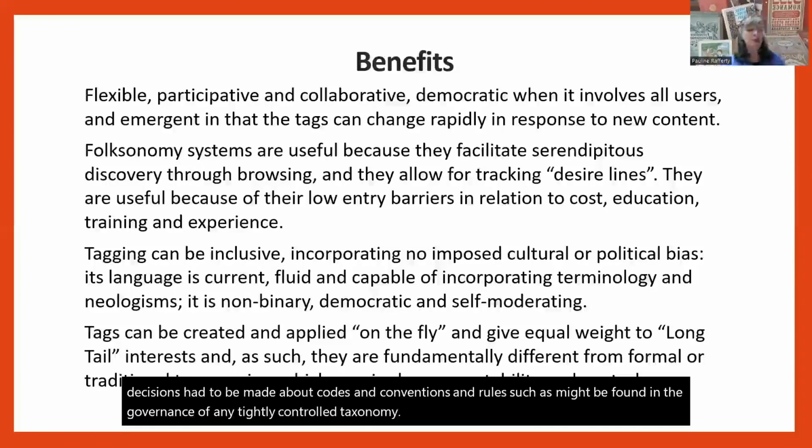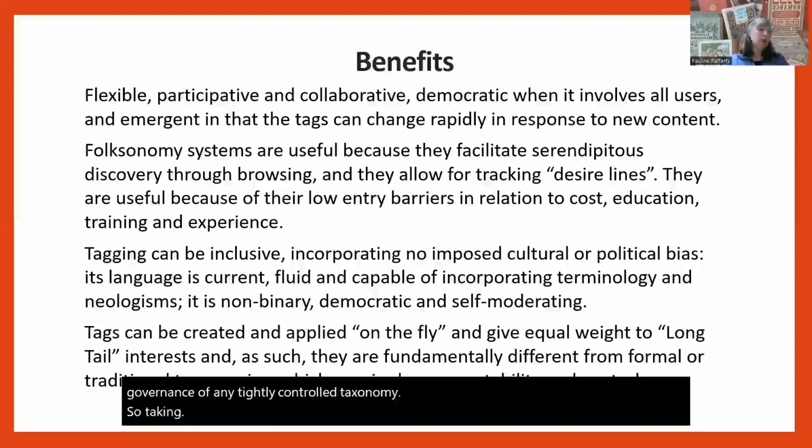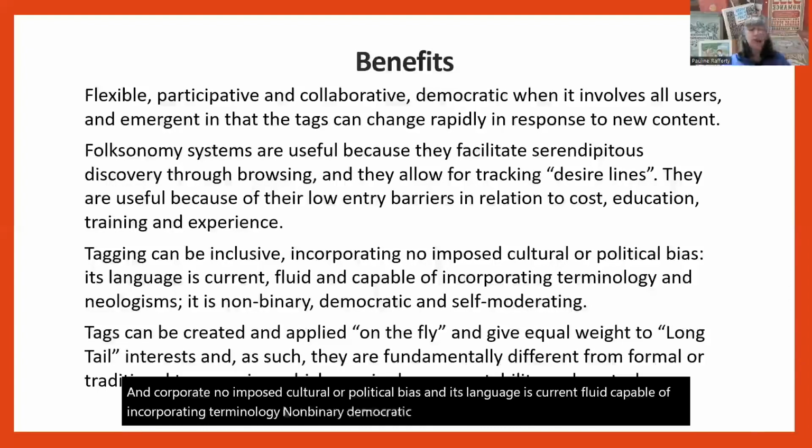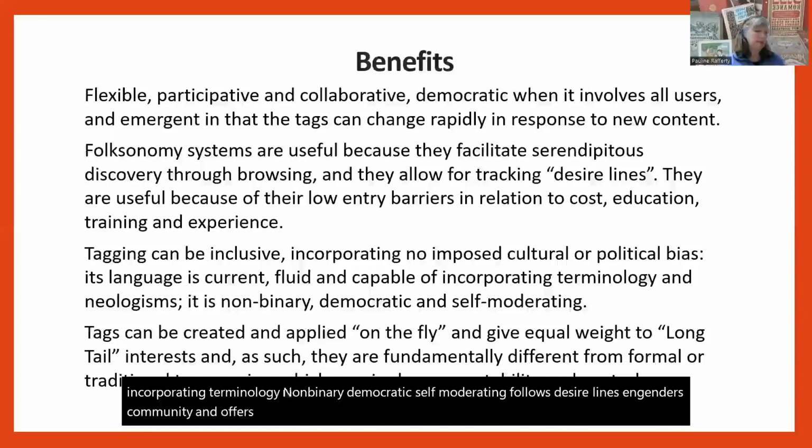So tagging is inclusive and incorporates no imposed cultural or political bias. Its language is current, fluid, capable of incorporating new terminology, non-binary, democratic, self-moderating, follows desire lines, engenders community, and offers excellent usability.